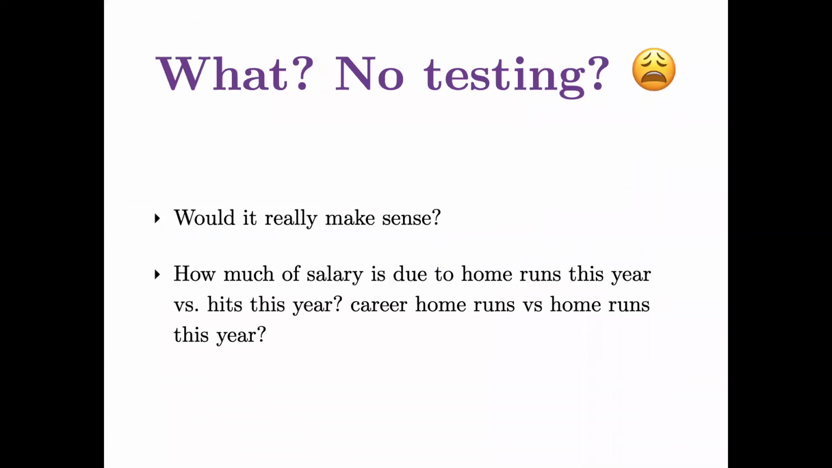Now, the point I like to make about this is, students sometimes get bent out of shape when they learn that they can't do hypothesis testing. And what I want you to keep in mind is that with these techniques, we're trying to solve severe multicollinearity. If I have severe collinearity in my data, would it really make sense to try to do hypothesis testing to tease out how much of someone's salary is due to home runs this year versus, say, hits this year, or career home runs versus home runs this year? These variables are so highly correlated that you can't really tease out the effect of one versus another.